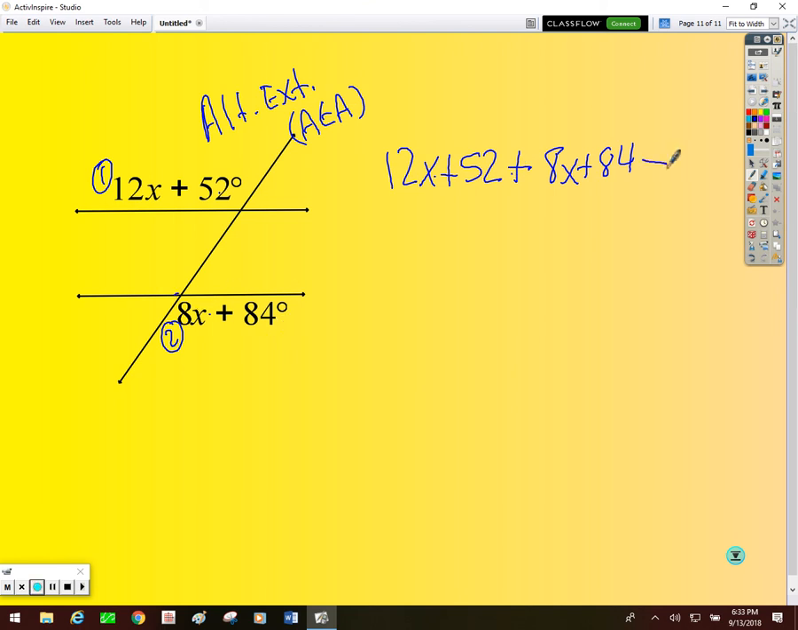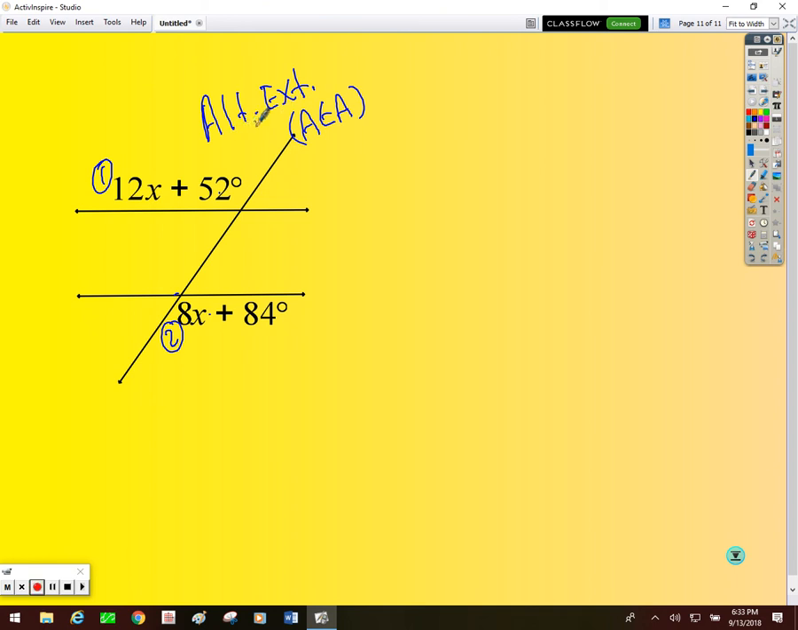Now, since they are, and I backed up. Look what I did. I'm glad I caught myself before I went too far, because I was about to mess this up big time. I was trying to set up supplementary, wasn't I? Thank you for catching that. So let's fix it real quick.